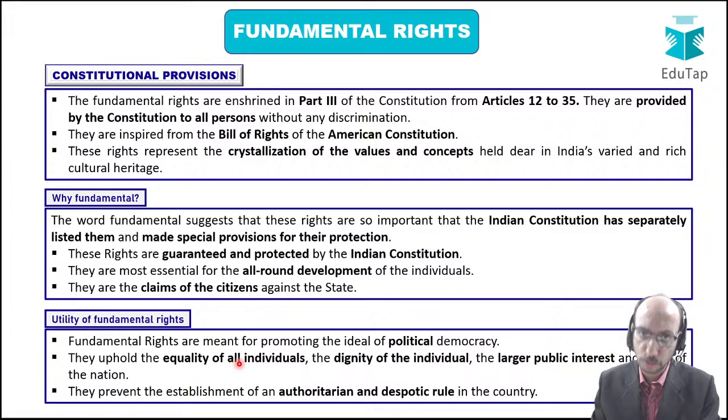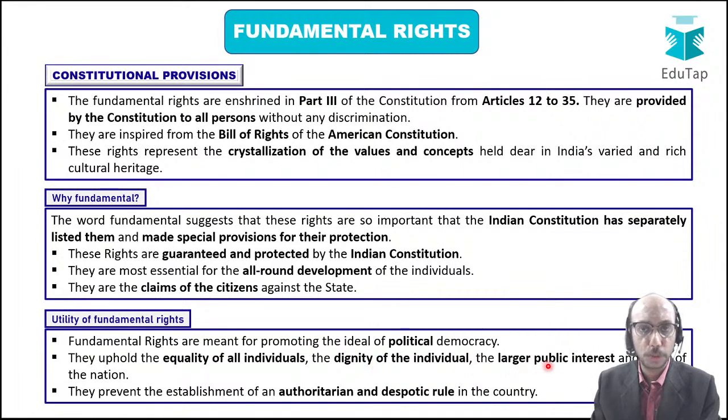They uphold equality of all individuals. So, you know, any caste-based discrimination, gender-based discrimination, language-based discrimination, religion-based discrimination, all those discriminations which are possible can be avoided or removed from society thanks to the presence of fundamental rights. It upholds the dignity of the individuals. So you cannot treat me as an untouchable, right? You cannot do that. If you could do that earlier, now you can't do that, right? Why? Because it is a part of fundamental rights. Article 17, for example, talks about abolition of untouchability, right? So it upholds the dignity of the individuals.